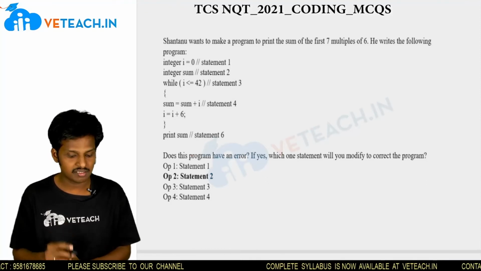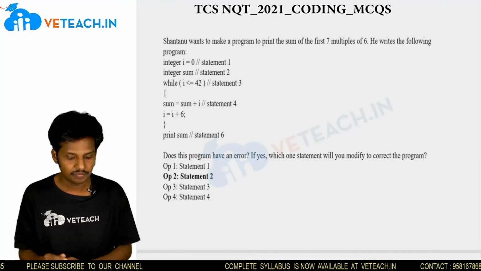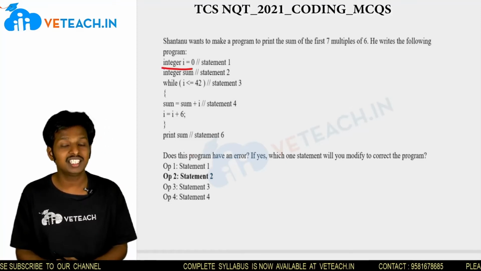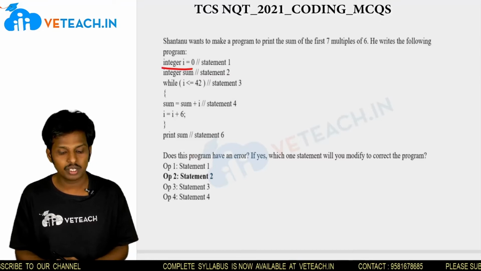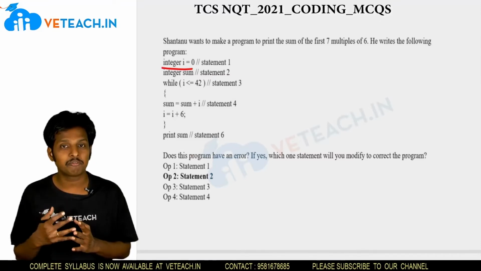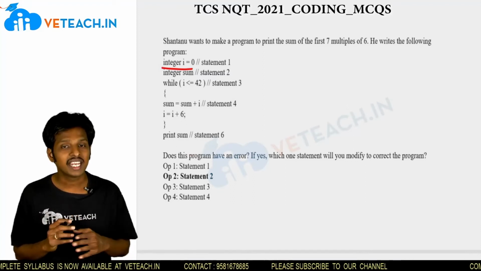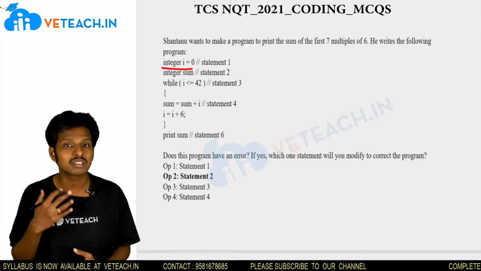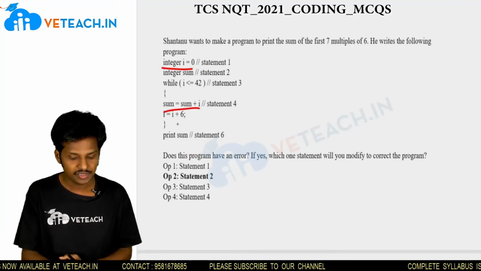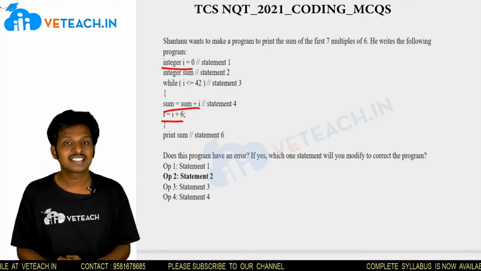Here also they have missed a term, and they are asking what statement has to be modified here. Here, integer I is equal to 0 is the first statement, and the second statement declares integer sum. In the third, while I is less than or equal to 42. Since it has to find the first 7 multiples of 6, 6 7s are 42 is the result. It has to repeat only until I becomes 42. And then sum is equal to sum plus I is the fourth statement. I is equal to I plus 6 is the statement 5, and then print sum is the sixth statement.